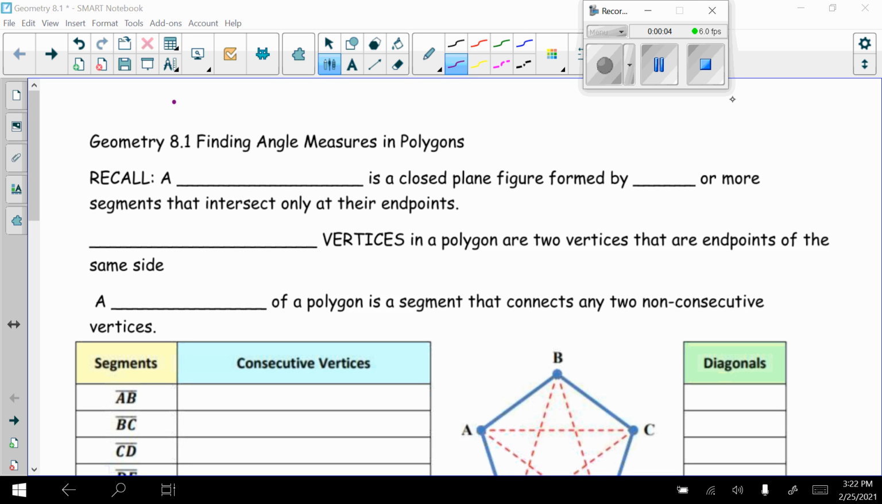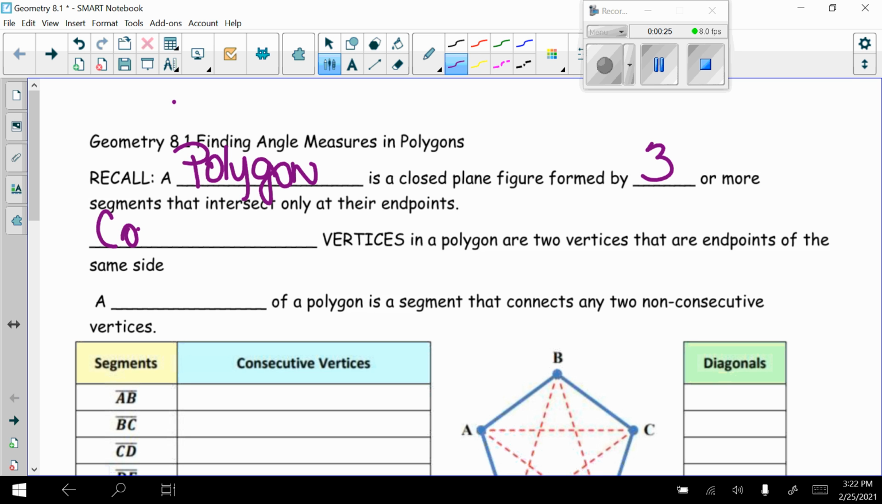Today in geometry, we are starting chapter 8.1, finding angle measures in polygons. So first, let's recall what a polygon is. A polygon is a closed plane figure formed by 3 or more segments that intersect only at their endpoints.